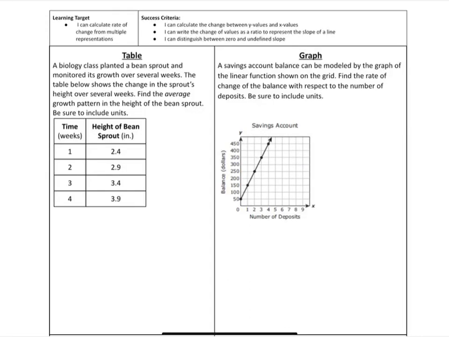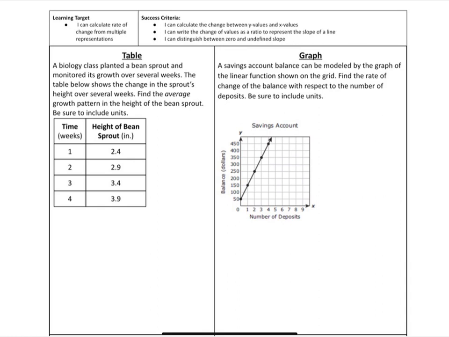Let's look at lesson 2.7, calculating rate of change from multiple representations. Rate of change is slope. We've already been working on finding slope, but let's apply it a little bit more to real life situations. So in order to do this lesson, you're going to need to be able to calculate the change between y values and x values, and write it as a ratio to represent the slope of a line, and still distinguish between zero and undefined slopes.